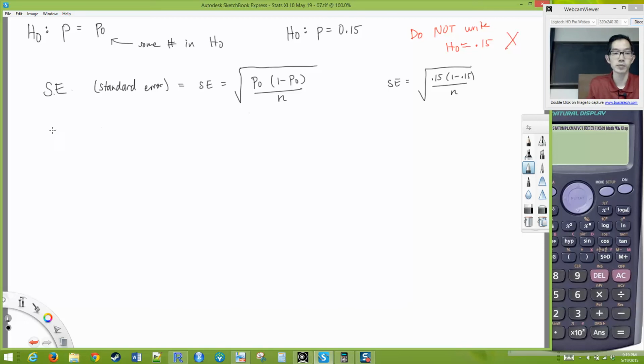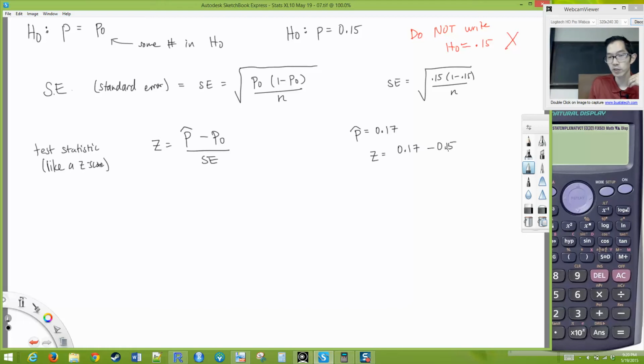Then your test statistic is very much like a z-score. And so in our case, we would say z is equal to p hat minus p0 divided by the standard error. So if in our data we have p hat equal to 17%, my z would be 0.17 minus 0.15 divided by the standard error, whatever number we get up here.